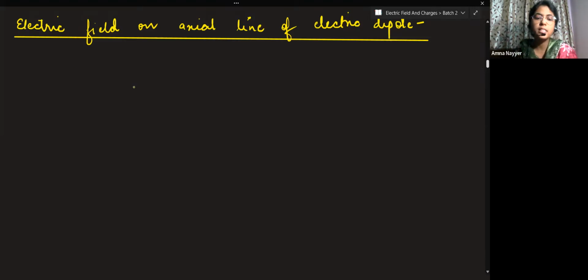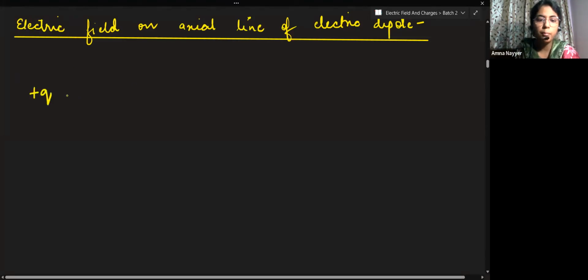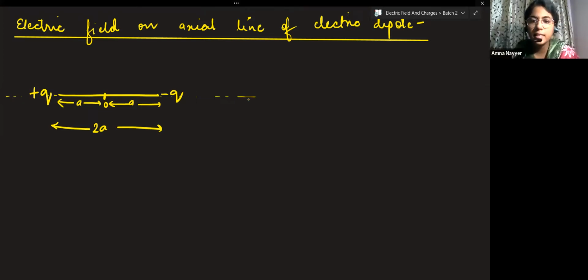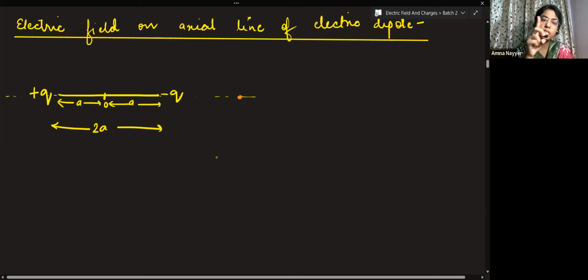So axial line means what? If you have the dipole, like plus q is there, minus q is there, both of these are separated by 2a. So if this is the center of dipole, this separation will be a, this separation will be a. This is the dipole that we have studied. Now see, if you are given any point on the axis of this, means if you produce it, this is the axis, then you have to see all the respective cases of axial line.